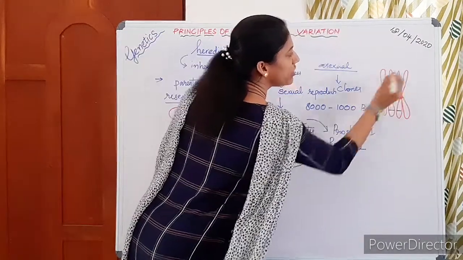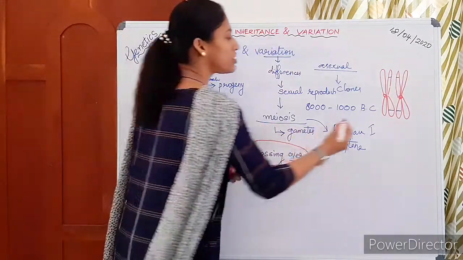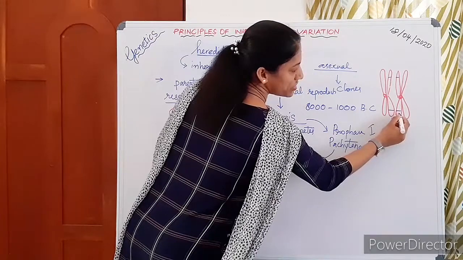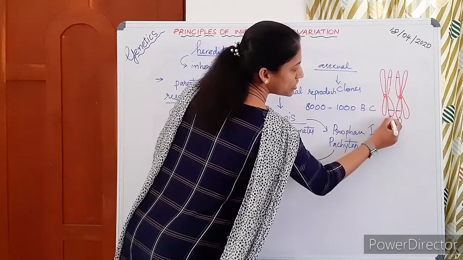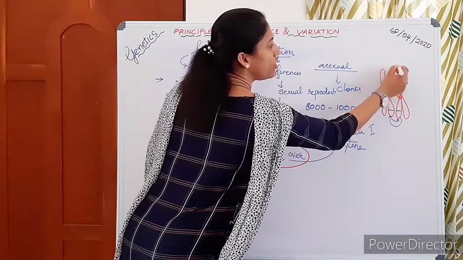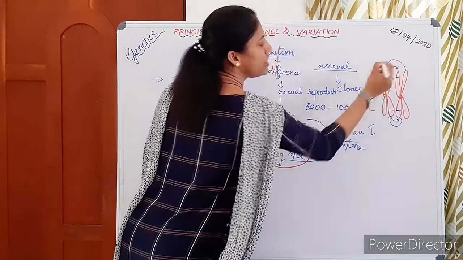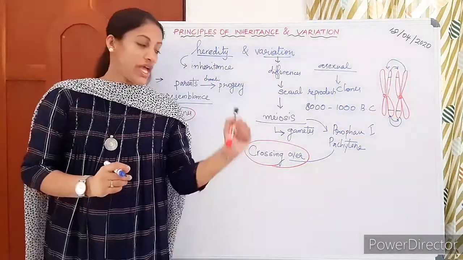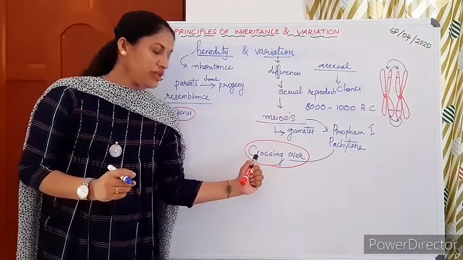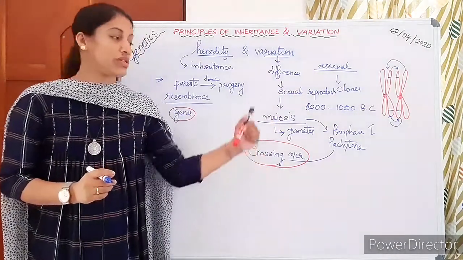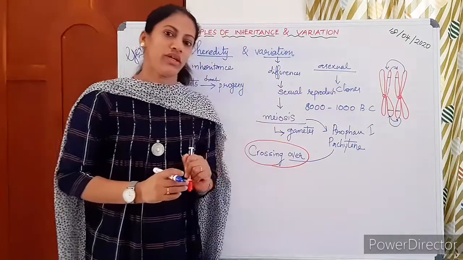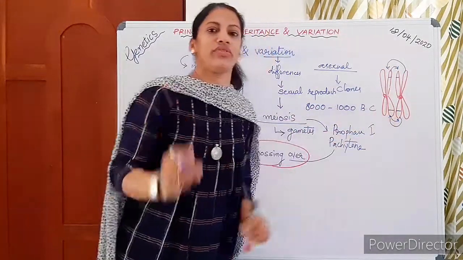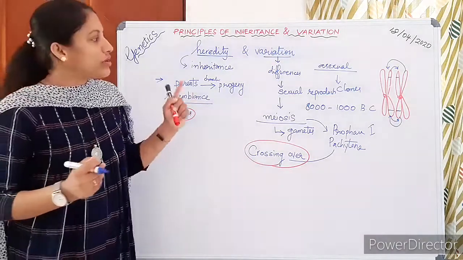Tell me. When these homologous chromosomes exchange their segments, I mean this segment is exchanged to here and this one is exchanged to here. When the homologous chromosomes exchange their segments, that process is called crossing over. Exchange of segments between homologous chromosomes is called what? Crossing over. Then you can very easily understand the genes will be shuffled and this is bringing variation.